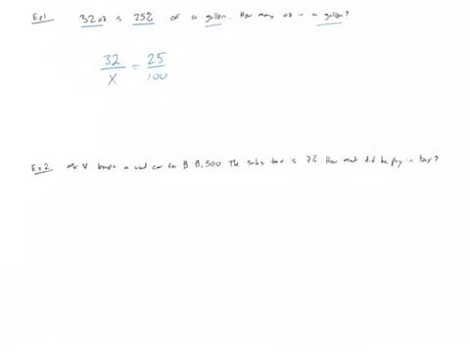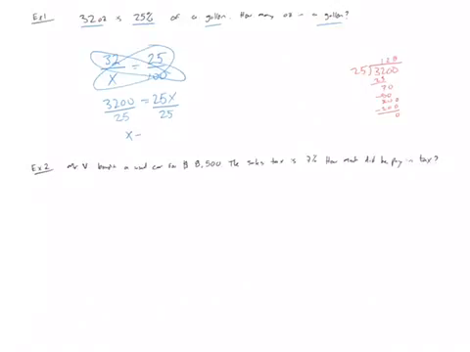To solve this, I multiply this and this, and this and this. The butterfly method is what I'm doing here. Then all I have to do is divide by 25. So X is going to equal 128. So there are 128 ounces in 1 gallon.